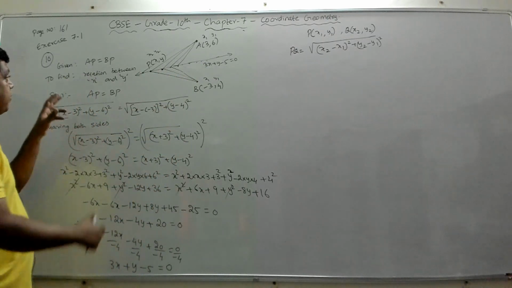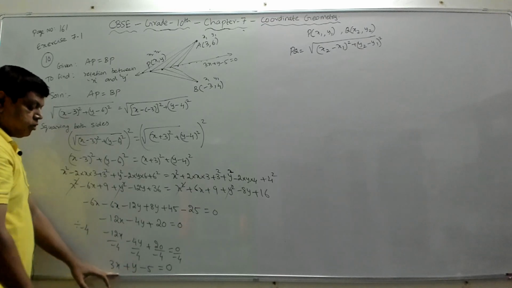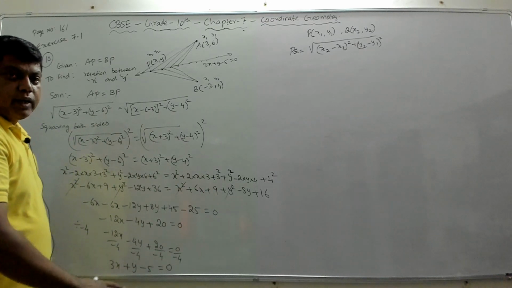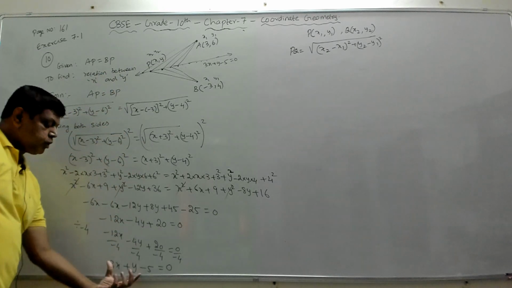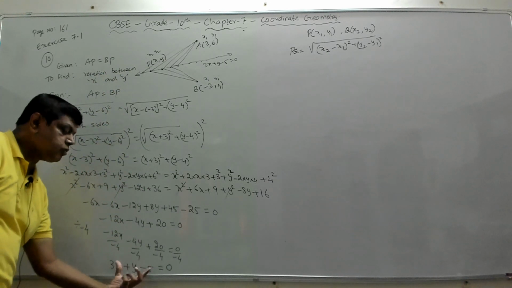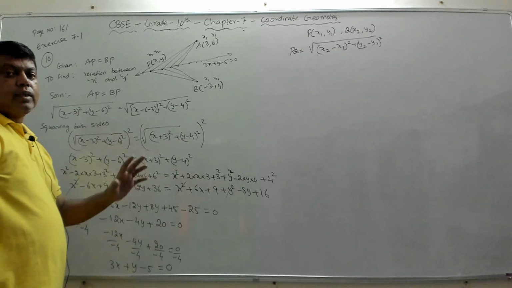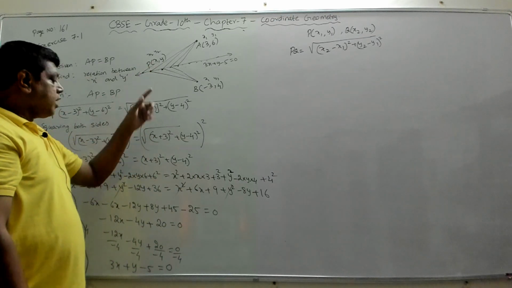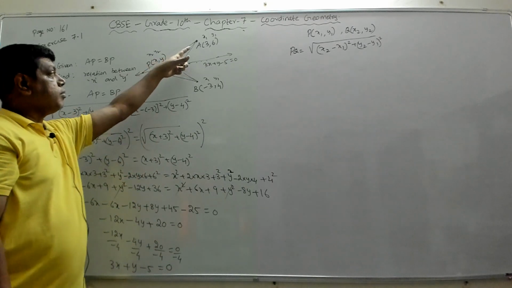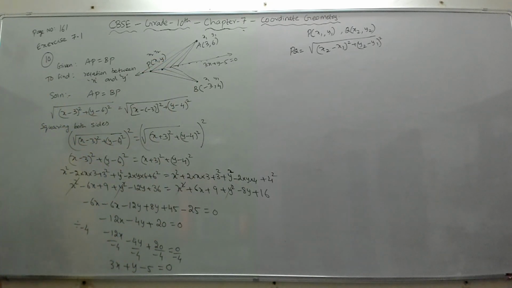Anyway, the relationship they have asked, this is enough. Once you find an equation involving x and y, that is the relation between x and y. So your x and y should be in such a way that 3x plus y minus 5 equal to 0. So any x comma y which satisfies this condition will be equidistant. Any point that satisfies this condition will be equidistant from the two given points A and B. Right? So all of you can pause the video and take the notes.